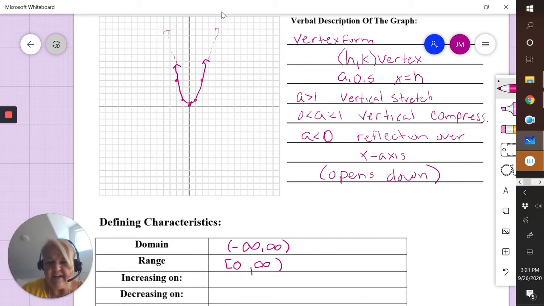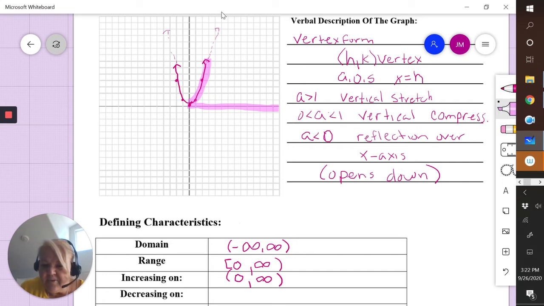Okay, it's increasing. It's increasing right here. Here is where my function is going up. What x values are represented there? So when we look at where it's increasing, we're looking at these x values. So the x values that are represented there are 0 to infinity. And remember, I do not include the vertex in the intervals of increasing and decreasing, because at the vertex it's neither increasing nor decreasing.